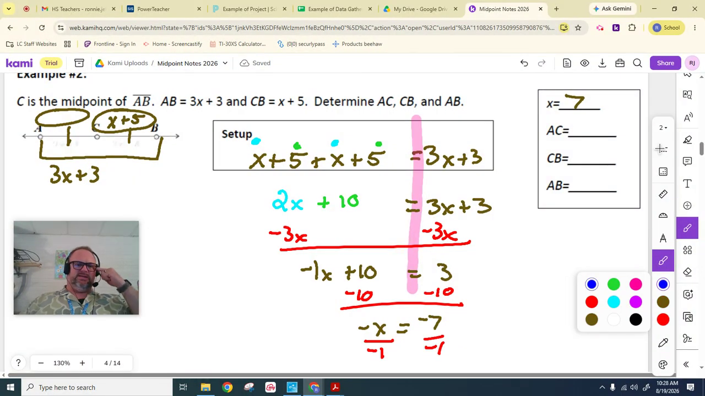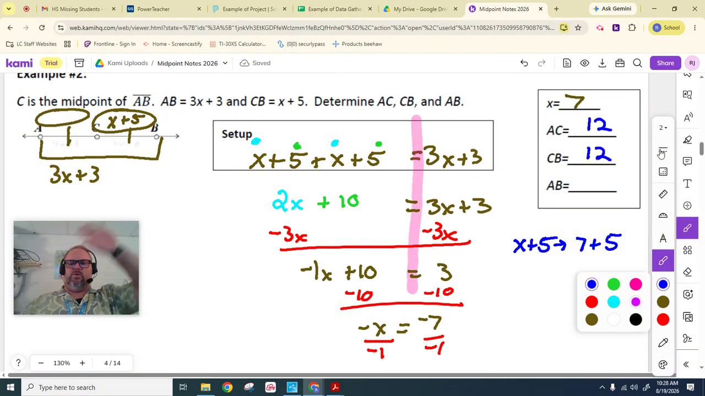All right, well, if x is 7, and we have these are the same, what is 7 plus 5? 12. So that's 12. That means the whole thing is 24, which is funny, but not as funny as 25.